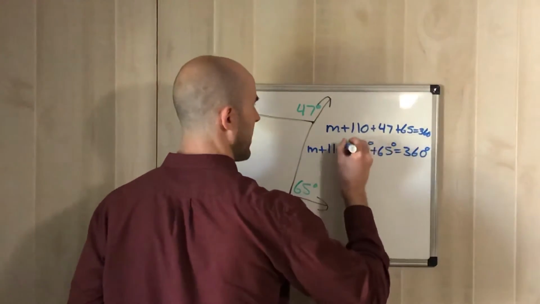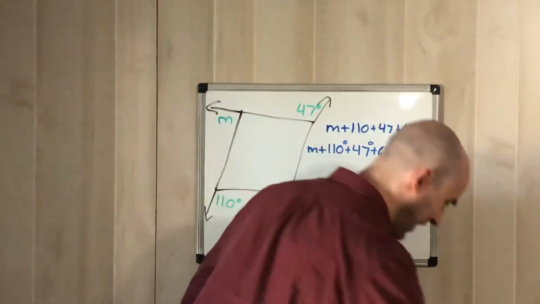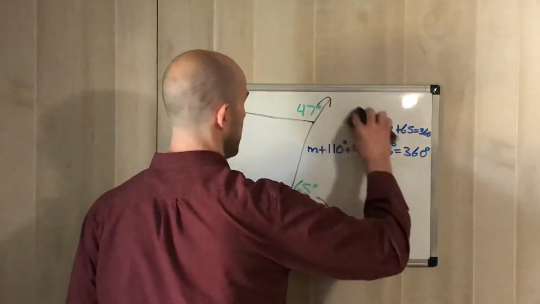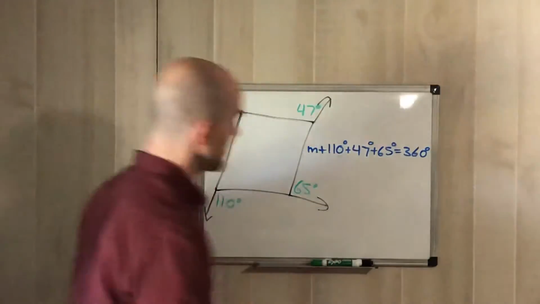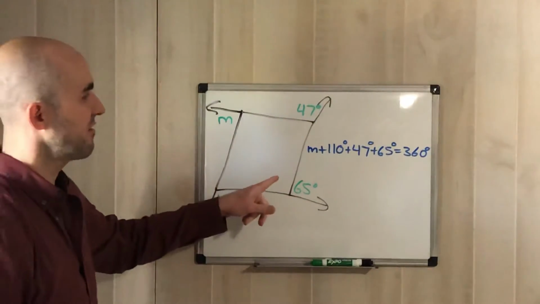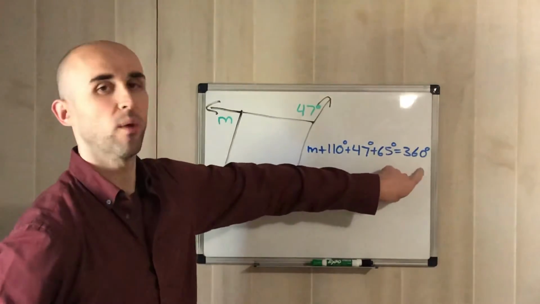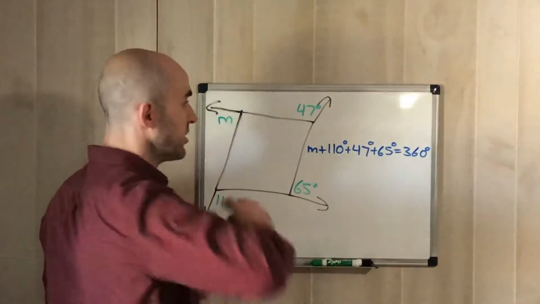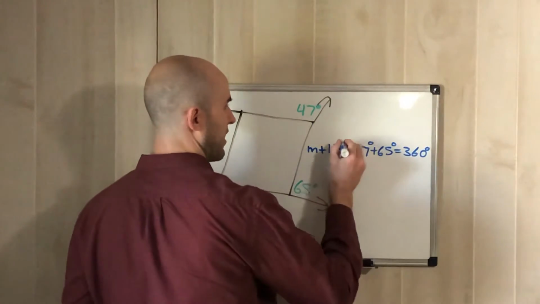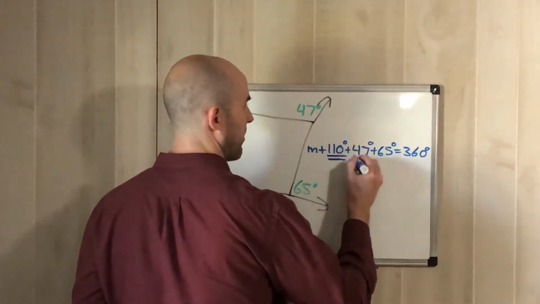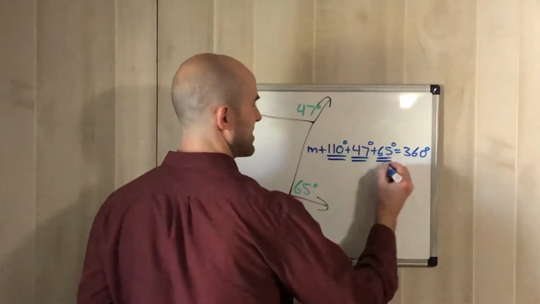Always. And this whole idea is just us adding up all the exterior angles and setting it equal to 360. And it's always going to be equal to 360 because if we're working with exterior angles, they will always add up to 360. And now once we have that, it's just combining like terms, right? So we can combine the 110, we can combine the 47, we can combine the 65.